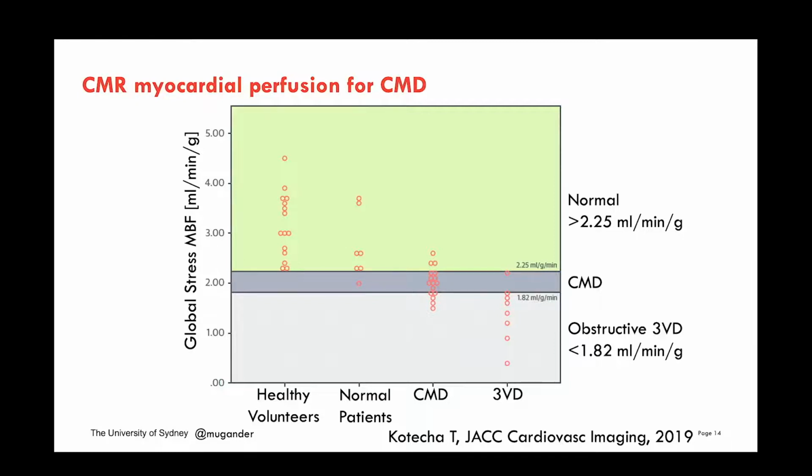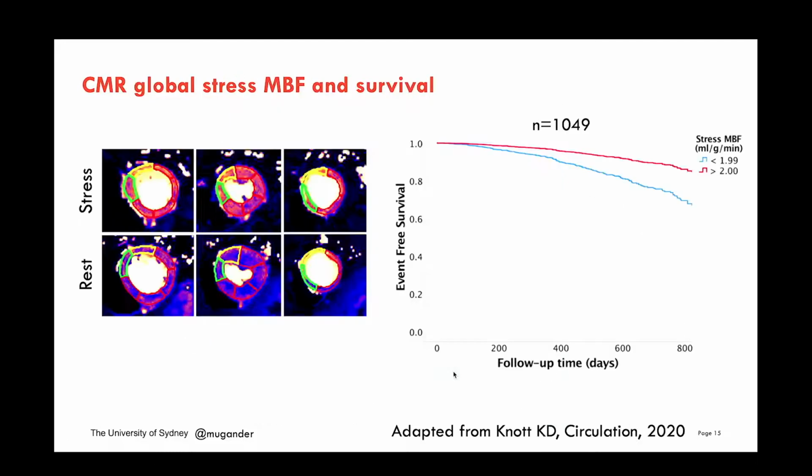If you know already that the patient doesn't have triple vessel disease, then you can assume that any value under the 2.25 would be microvascular disease. And how does that pan out with survival studies? Well, they've also come out as such. This is published in Circulation fairly recently.